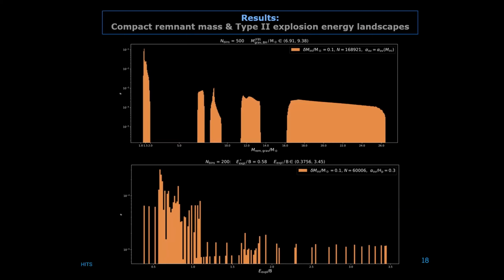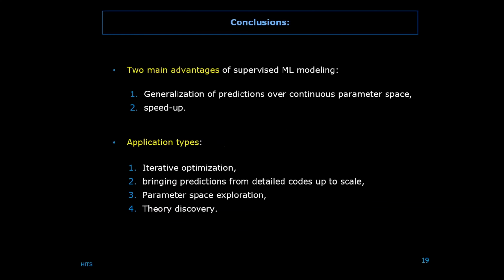And for comparison, the explosion energy landscape, assuming a fixed overshoot, and so peaking at about 0.86 in beta units, and having a long tail towards the high explosion energies. And yeah, that's essentially just a quick summary of what the advantages are and what applications are possible with supervised machine learning. Thanks for bearing with me with technical problems, and I'm happy to take questions.